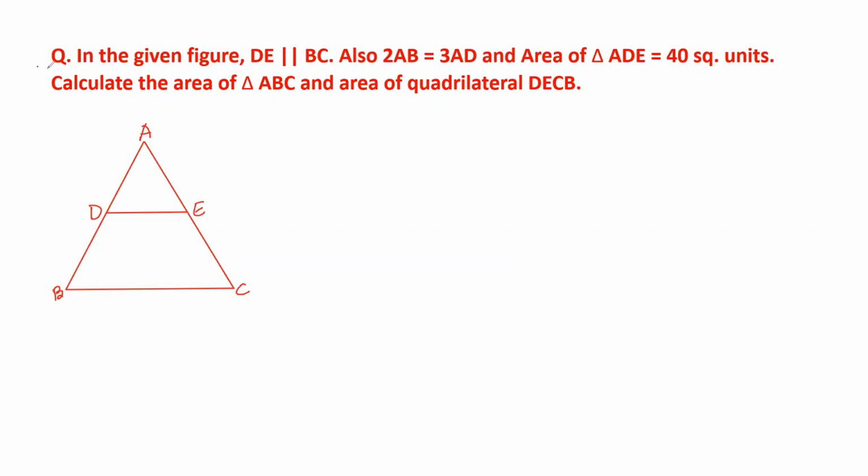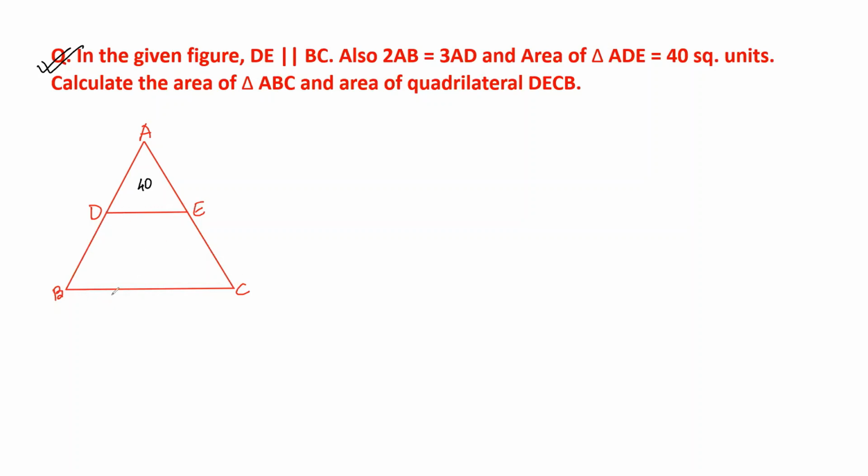Now let us see this question. In the given figure, DE is parallel to BC and 2 of AB is equal to thrice of AD. And area of triangle ADE is given to be 40 square units. We need to find the area of triangle ABC and the area of quadrilateral DECB. So ABC is a triangle and DE is parallel to BC.